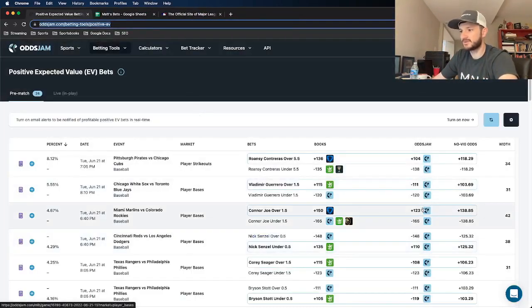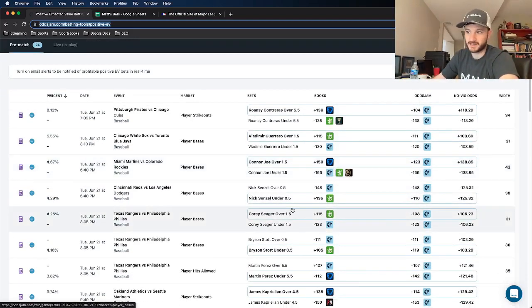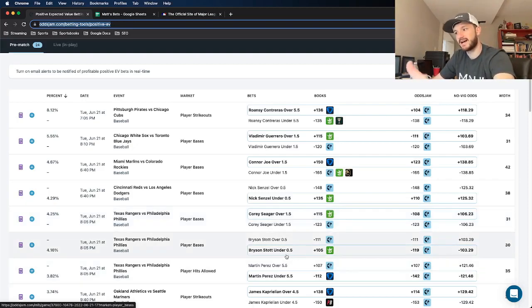So these next two we're skipping because they are above 35 cents in market width, as you can see here, 42.38. So I have two left, two batter props. Corey Seager, looks like they're both on DraftKings. Corey Seager over 1.5 total bases, and Bryson Stott under 0.5 bases. So basically, he's not going to get a hit. He can get walked. He can't get a hit.